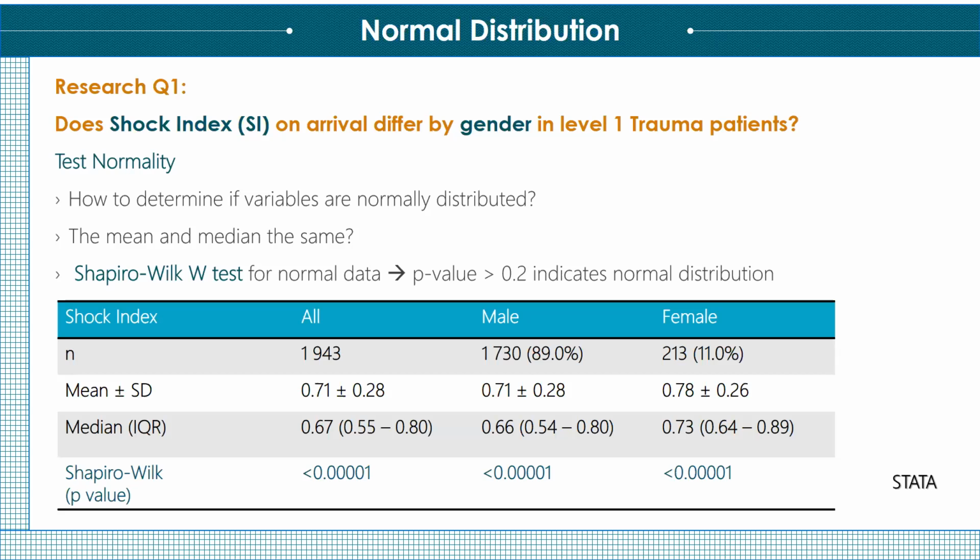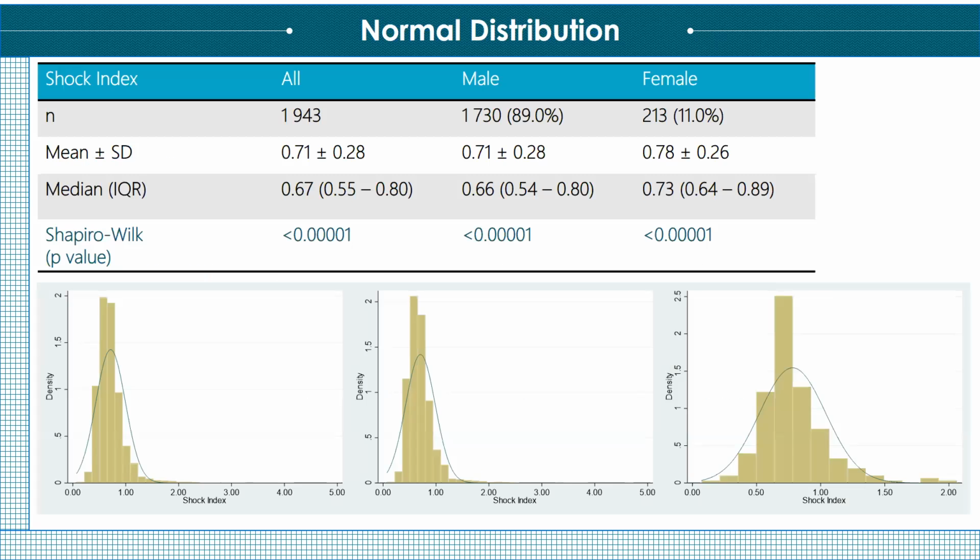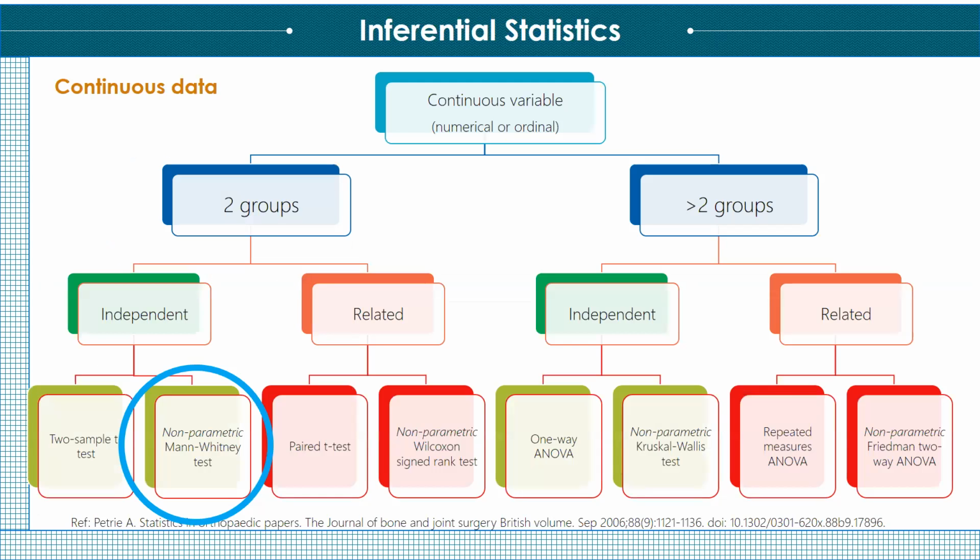So back to our first research question: does shock index on arrival differ by gender in level 1 trauma patients? This is what we looked at to determine the normality of the data. Now we know it's not normally distributed. We're looking at a continuous variable, shock index, and gender, which is 2 groups, male versus female. These are independent samples and they are non-parametrically distributed. So we need to apply the Mann-Whitney U-test.